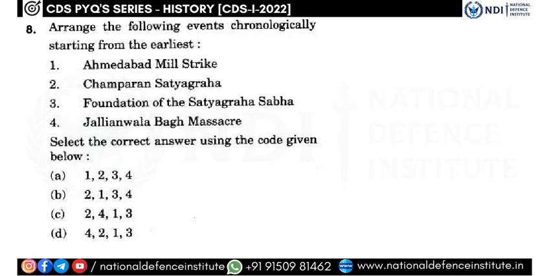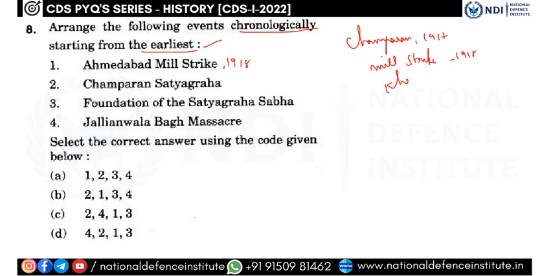Next, arrange the following events chronologically starting from the earliest. So they are asking for a chronology. So one by one we will see. Ahmedabad mill strike, it is in 1918. So Gandhi did three regional satyagrahas. The first one is Champaran Satyagraha, which happened in 1917. Yes, the second one is Ahmedabad mill strike, which happened in 1918, and it is Kheda Satyagraha, which happened after the mill strike in the same year, 1918. So these are the regional satyagrahas of Gandhi.